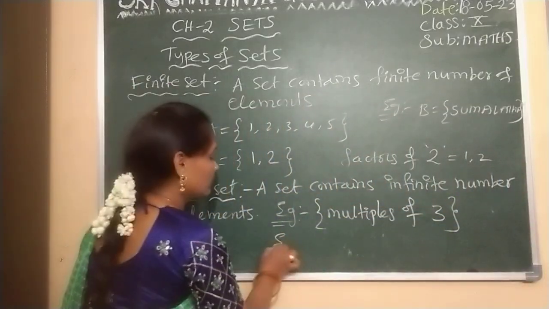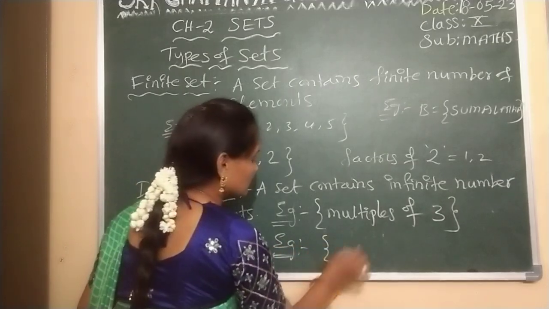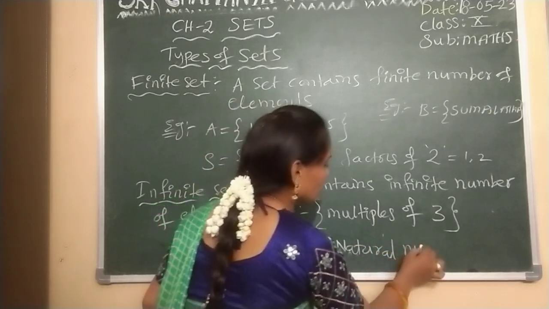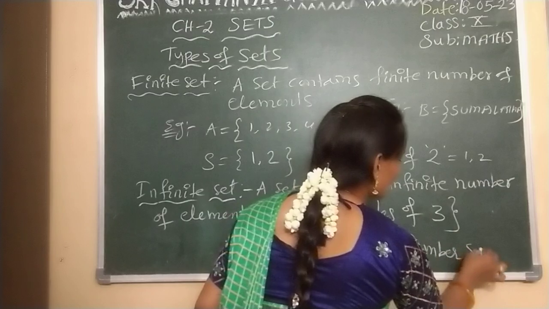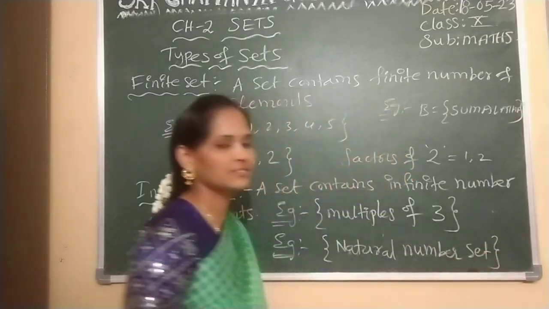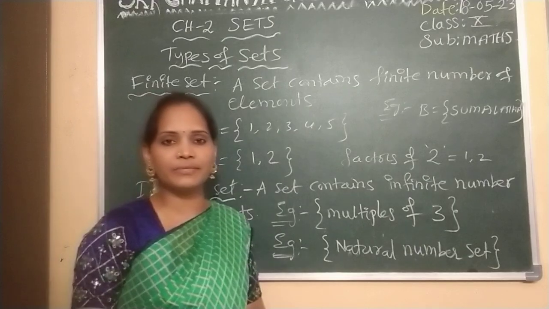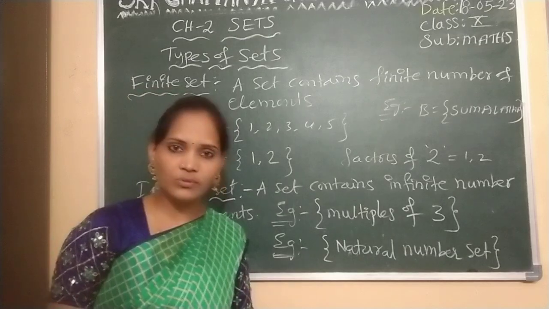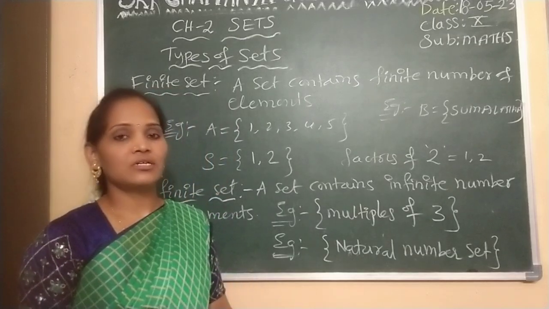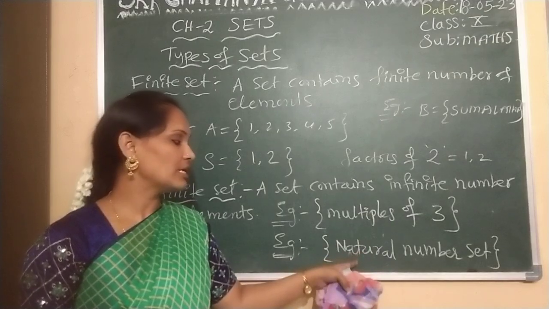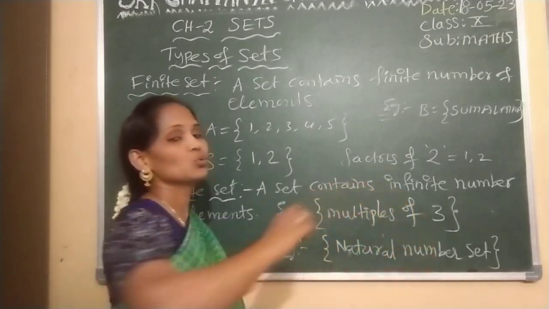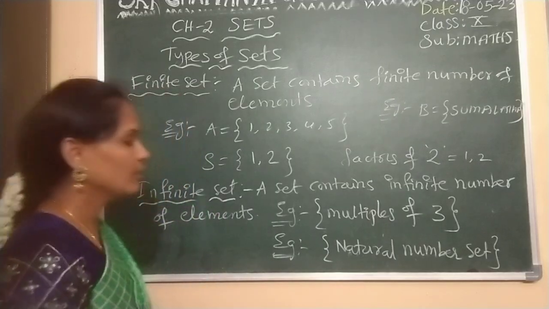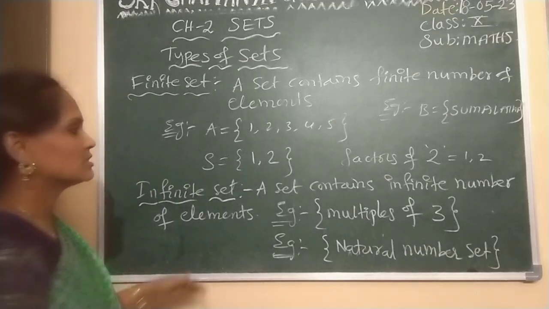One more example: the natural numbers set. How many natural numbers do we have? Infinitely many. Can we count those natural numbers? No, we cannot count. Natural numbers are infinite. So this set contains the natural numbers 1, 2, 3 and so on. 'And so on' means infinite. So that is also an example of the infinite set. Next, once take the screenshot.